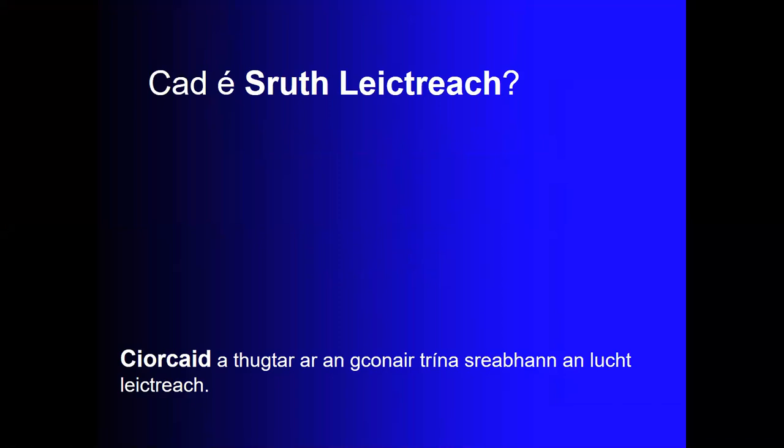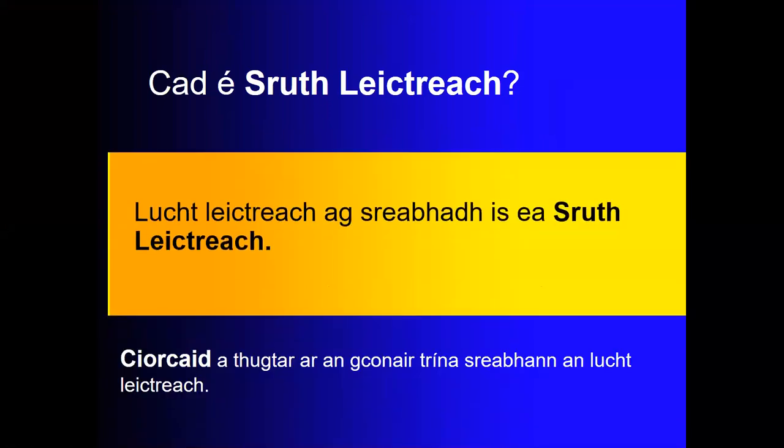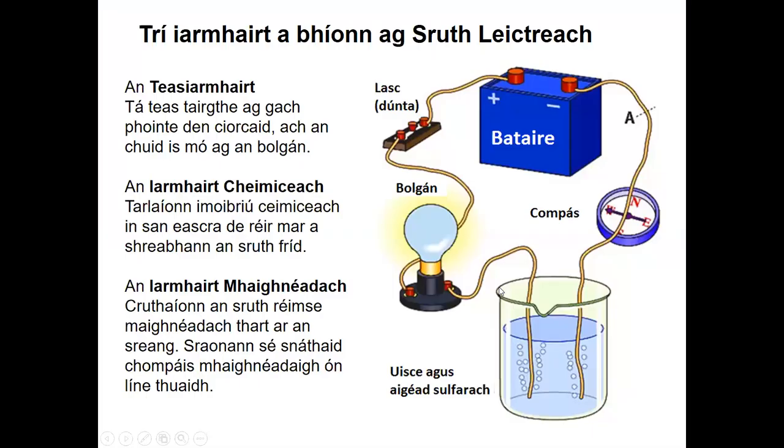What is an electric current? It is the flow of electric charge. A circuit is a path that lets the electric charge flow, so it's called a circuit. Okay, so make this a constant circuit.